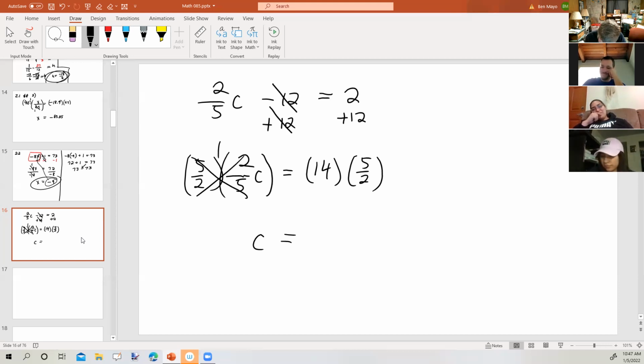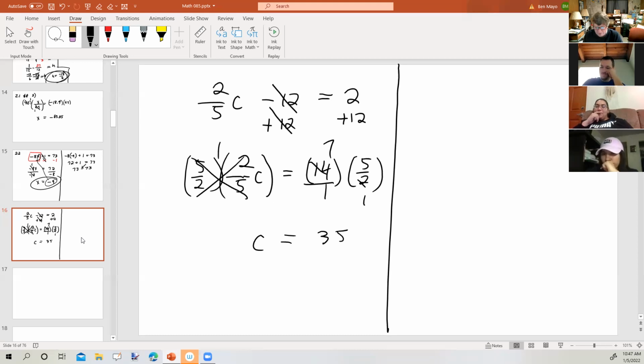Over here on the right side, 14, this is like 14 over 1, right? 14 over 2 reduces to 7 over 1. 7 times 5 is 35. We isolated the variable term, and then we isolated the variable. You're going to get sick of hearing me say that, but that's okay. I want it stuck in your head. When you're trying to sleep tonight, I want you to be laying there going, isolate the variable term, isolate the variable. You'll be mad at me, but at least you'll know the process.